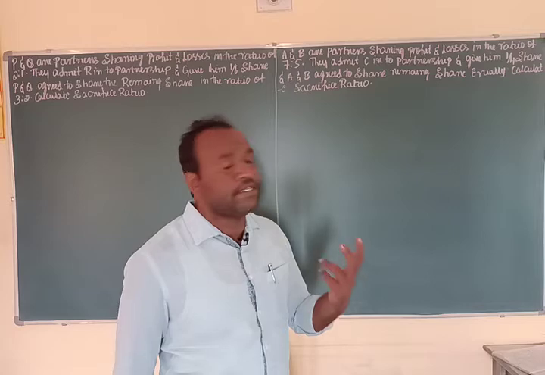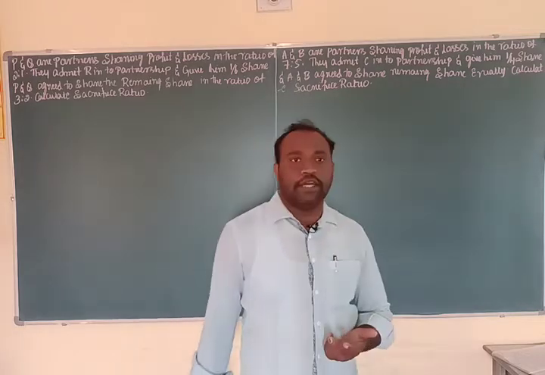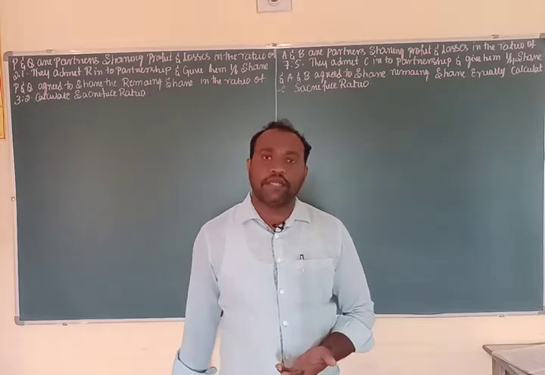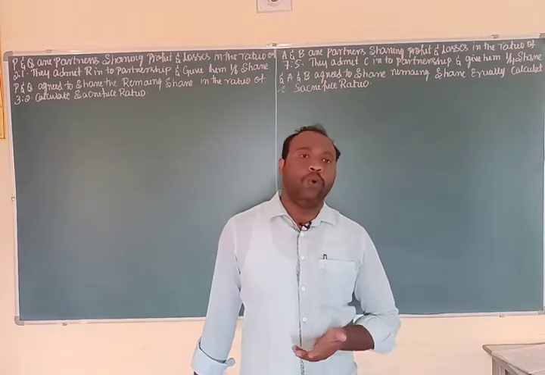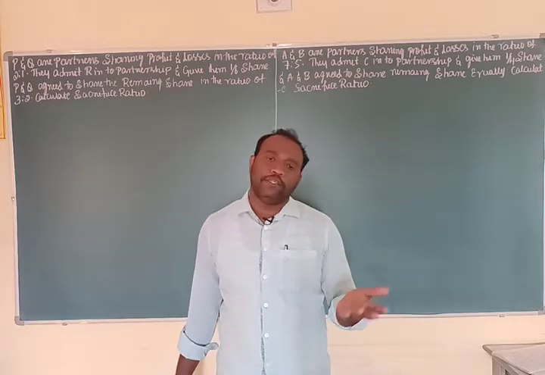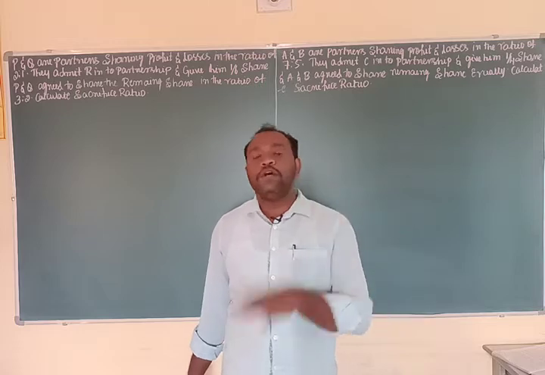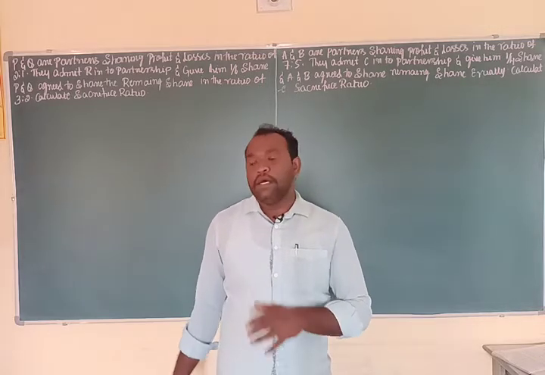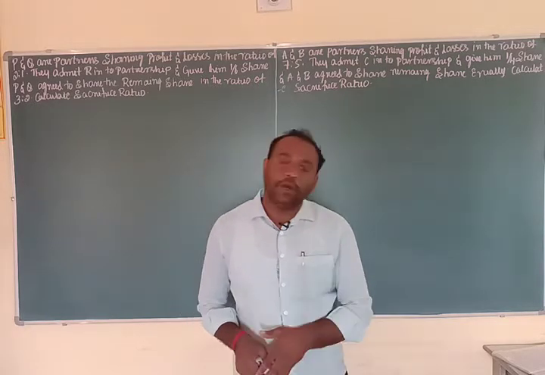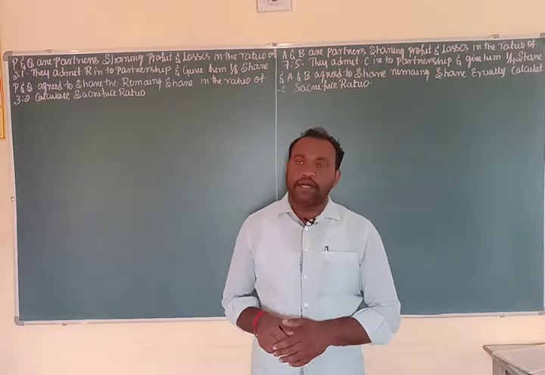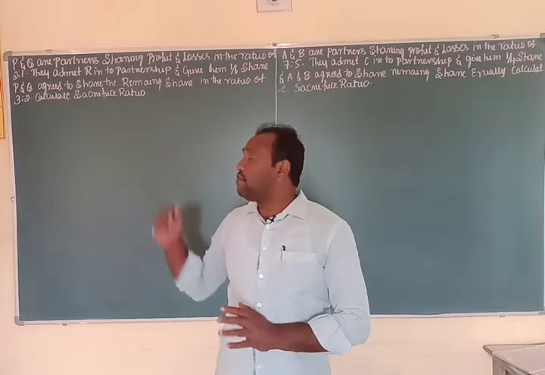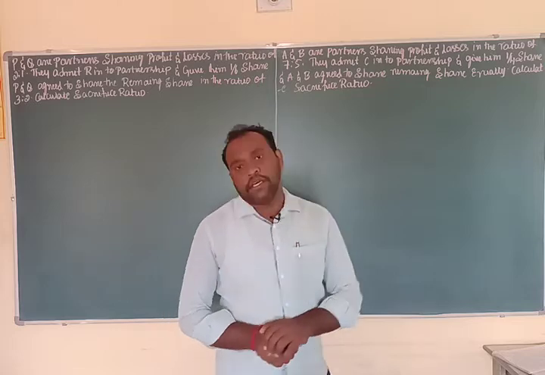How to find out the sacrifice ratio? In this case, they are given the old ratio of the old partners, the share of the new partner, and the agreed share of the old partners. In the last case, in case 4, we saw that they should be given directly the old ratio of the old partners and the new ratio of all partners. But here, they should be given the old ratio of the old partners, the share of the new partner, and the agreed share of the old partners. Here we should calculate the sacrifice ratio.